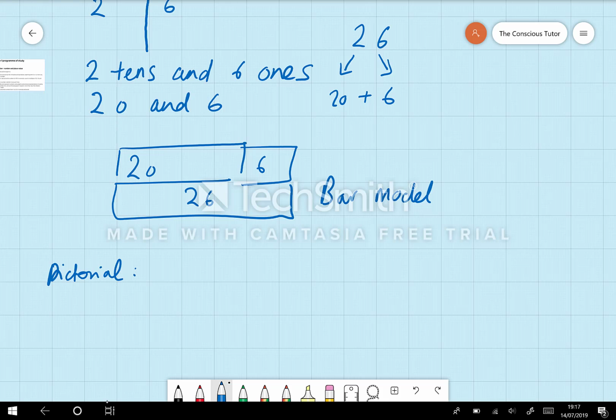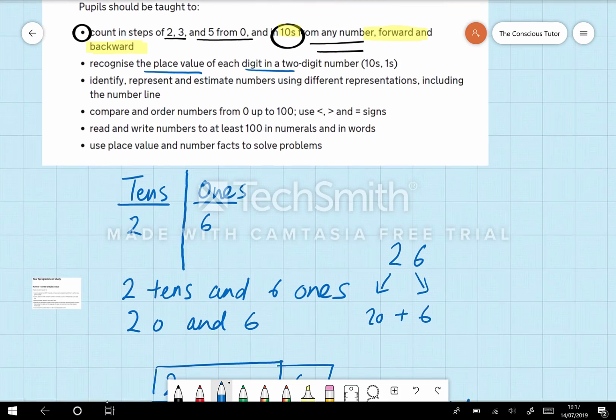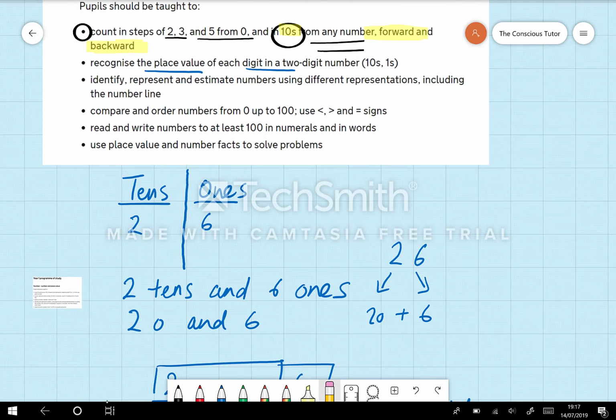Pictorial representation is still important and a good foundation. So children in schools will have lots of practice of using bars that have been divided up into 10 sections. These are Dienes equipment, and little Unifix cubes or yellow Dienes cubes as well, which you can find in schools. So that's how you would draw the number 26.